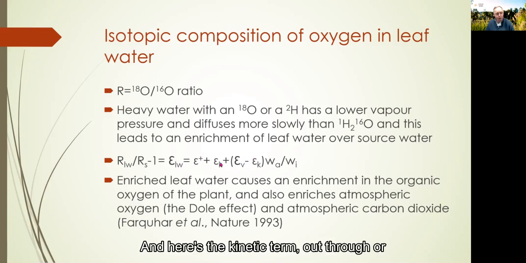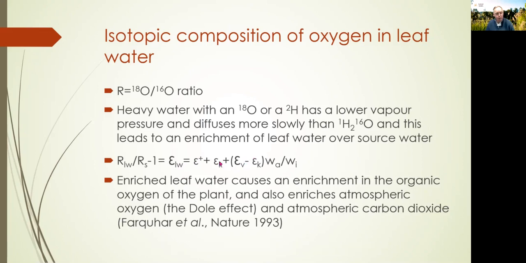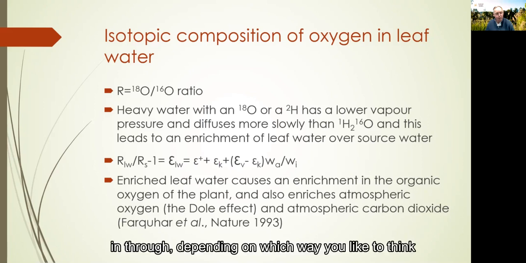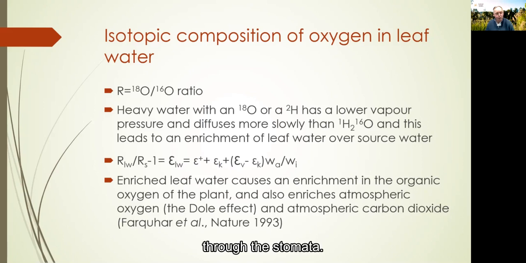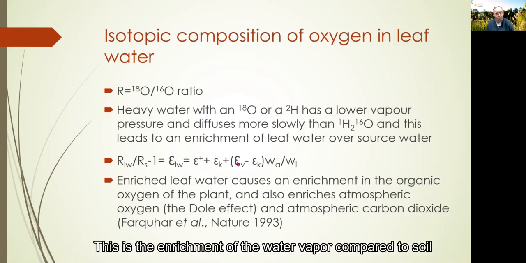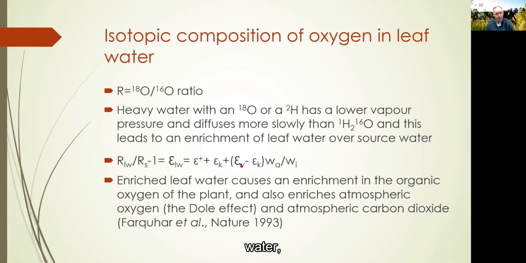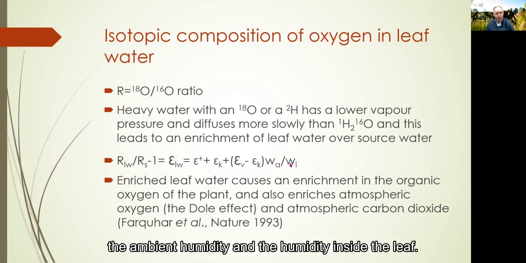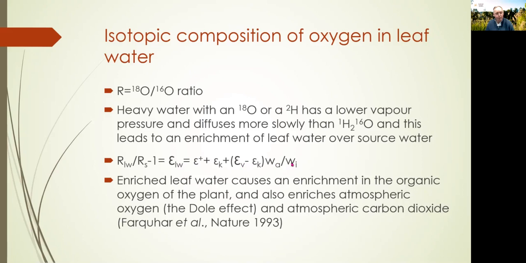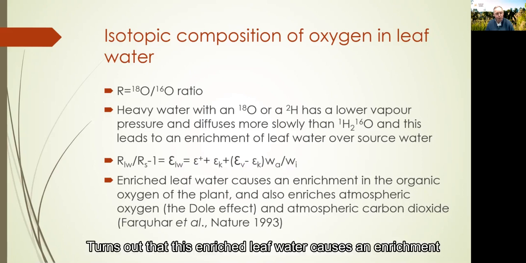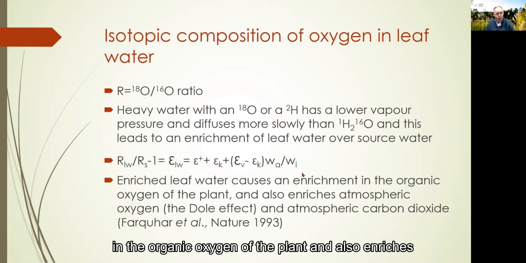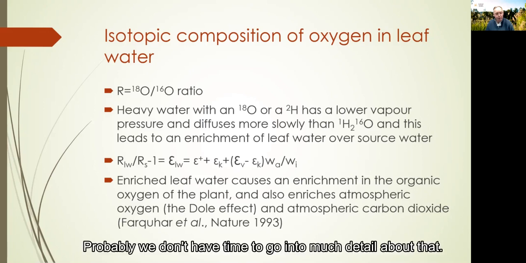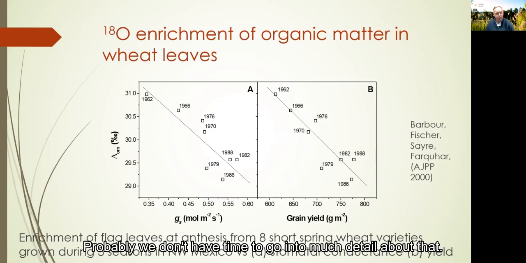And here's the kinetic term out through, or in through, depending which way you like to think of it, the stomata. This is the enrichment of the water vapor compared to soil water, the ambient humidity and the humidity inside the leaf. It turns out that this enriched leaf water causes an enrichment in the organic oxygen of the plant and also enriches atmospheric oxygen, the Dole effect, and atmospheric carbon dioxide. Afraid we don't have time to go into much detail about that.